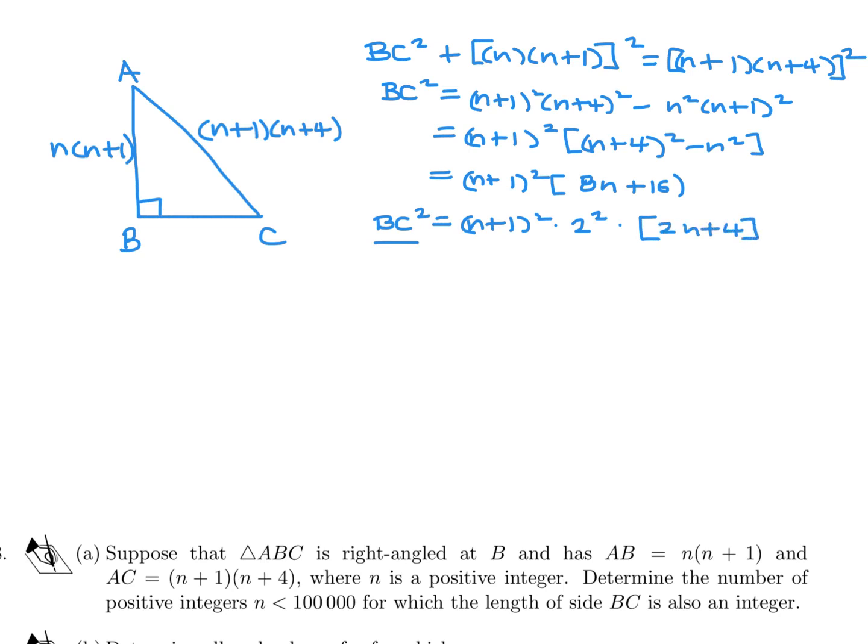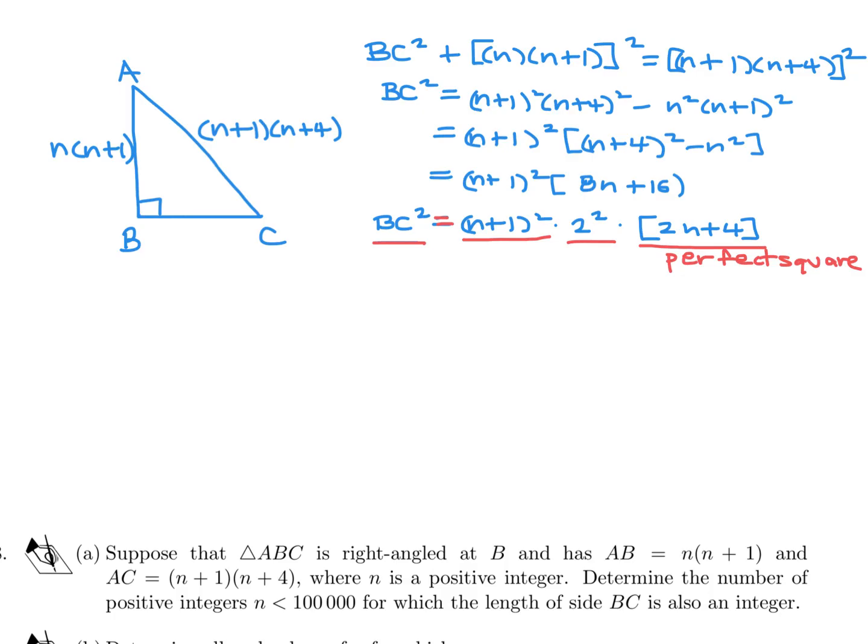Now is where the discussion comes in. BC squared is a perfect square. This n plus 1 squared is a perfect square. This 2 squared is a perfect square. So in order for all this to be equal, this also has to be a perfect square. That is the direction we are headed in now. We have to figure out how to make 2n plus 4 a perfect square.